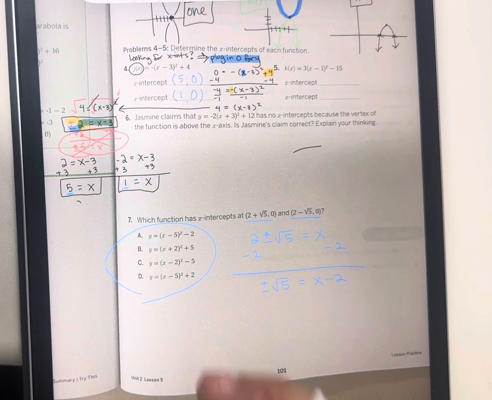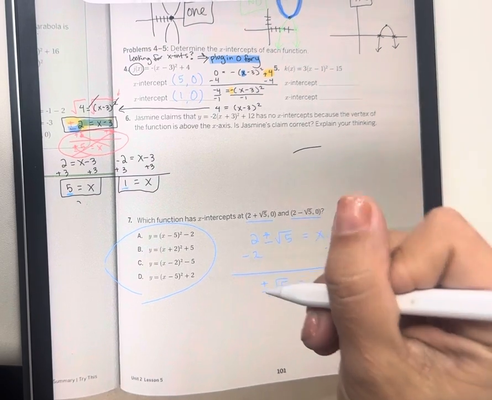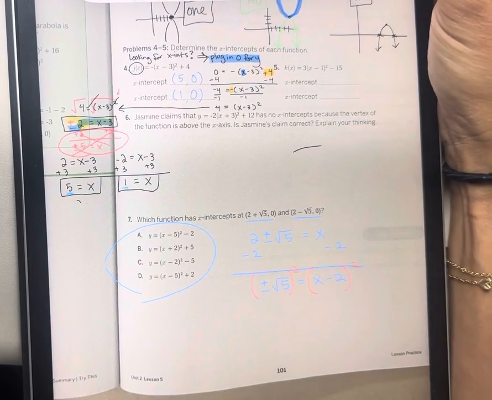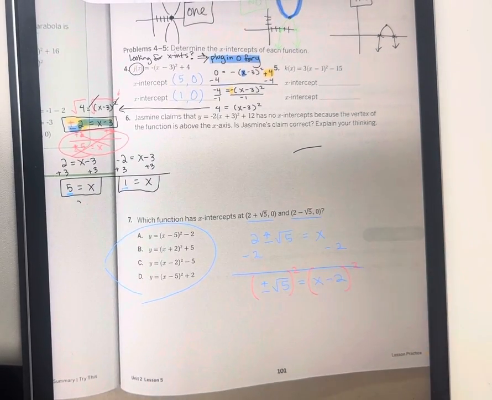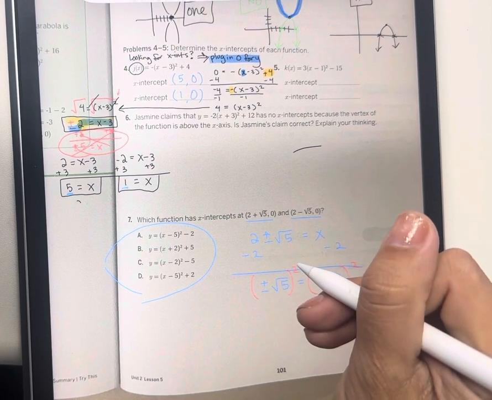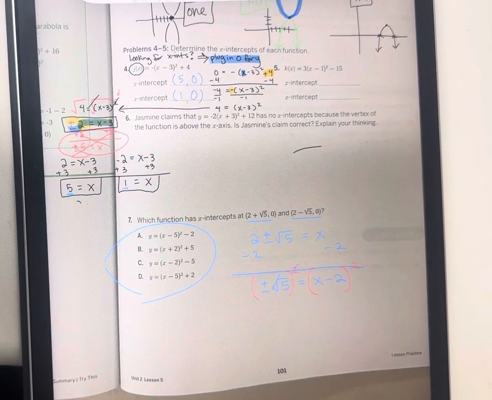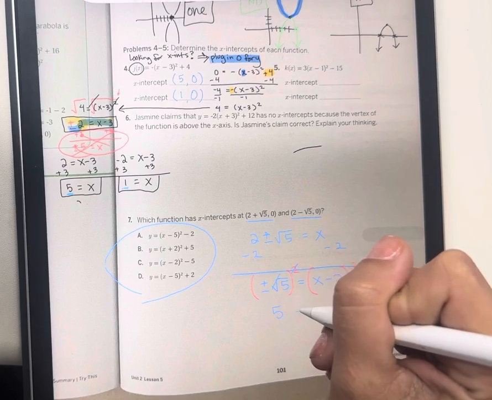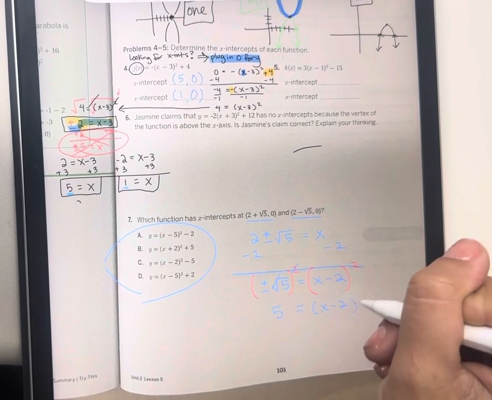And then what was it that caused this plus or minus square root business? It was when I square rooted both sides. That's how that came. So to undo it now, I would square both sides. And then the square and the square root still cancel each other out even when it's in the opposite order. So this is now 5 equals x minus 2 squared.